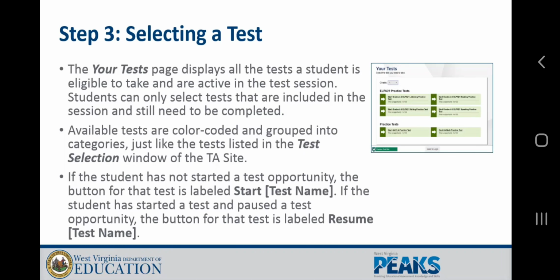Available tests are color-coded and grouped into categories, just like the tests listed in the test selection window of the TA site. If the student has not started a test opportunity, the button for that test is labeled Start with the name of the test. If the student has started a test and paused a test opportunity, the button for that test is labeled Resume Test Name.